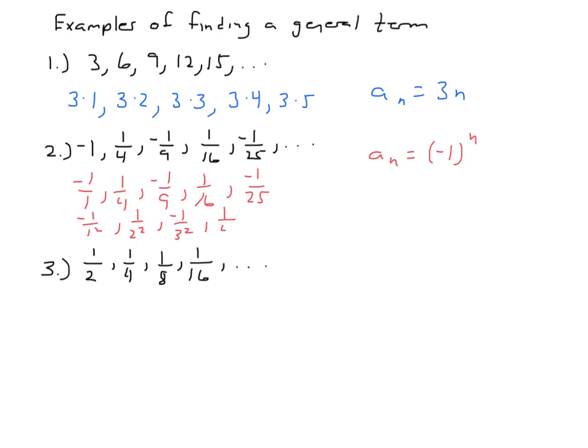1/16 is 1 over 4 squared. And negative 1 over 25 is negative 1 over 5 squared. And so we'll notice that it is the term number. The first term, the denominator is 1 squared. In the second term, the denominator is 2 squared. Third term, it's 3 squared.